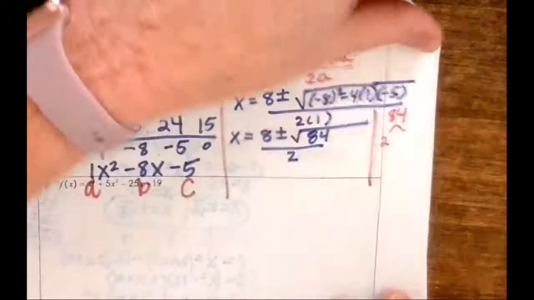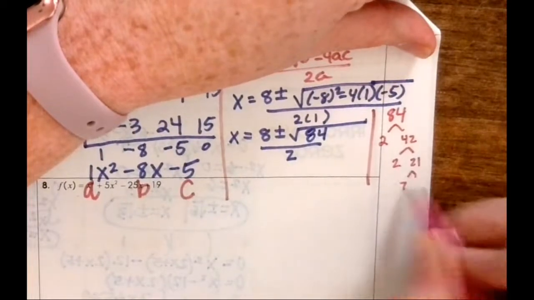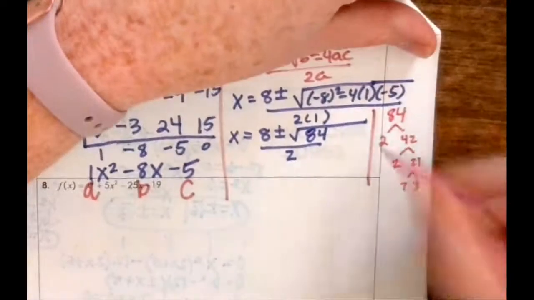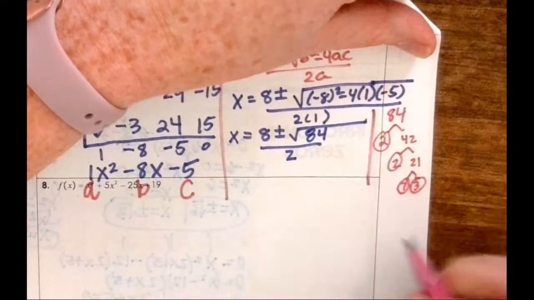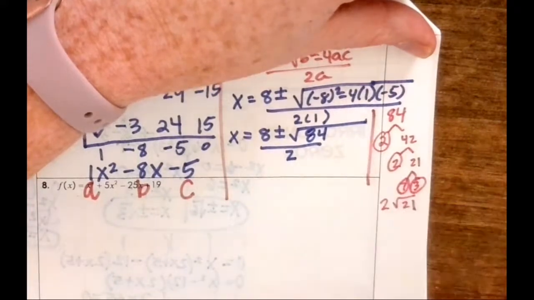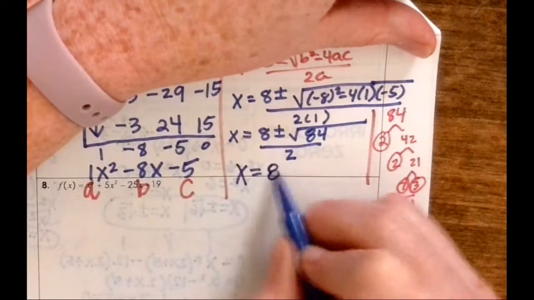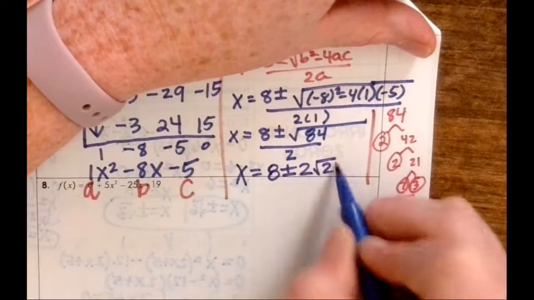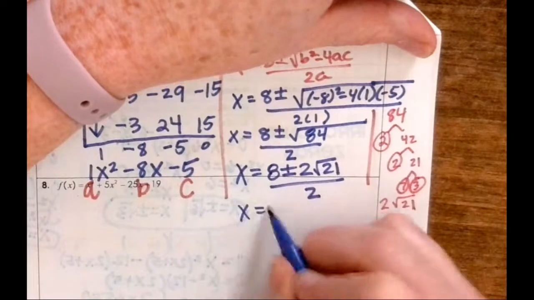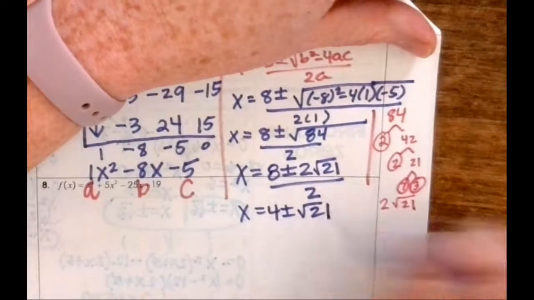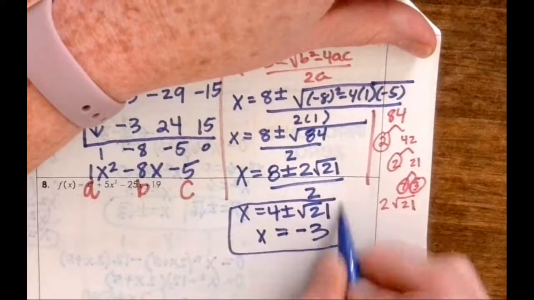and we'll get 42. Divide by 2, and we'll get 21, 7, 3. Okay, so 84 is gonna be only 2 repeats there, so it'll be 2 square roots of 21. Okay, so we'll have x equals 8 plus minus 2 square roots of 21 all over 2. And of course we're going to divide those out, so we'll have x equals 4 plus minus square root of 21. And we also know x equals negative 3 from our synthetic division. So those are 3 zeros.